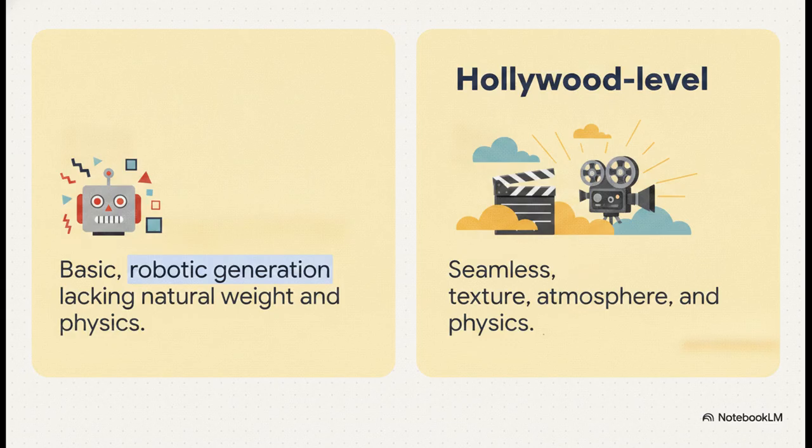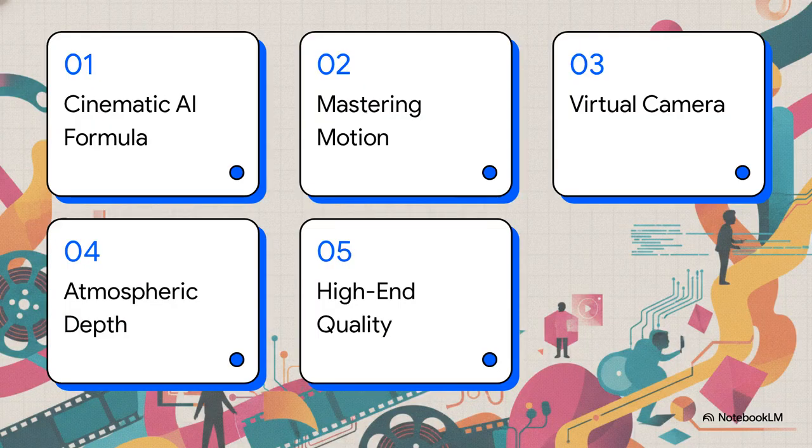When you look at standard AI output, it honestly feels like it exists in a vacuum. But true Hollywood-level cinematic output has texture, it has atmosphere, it has specific lighting and camera physics that our brains have quite literally been trained to recognize over the past 100 years of watching movies. So here's our roadmap for today. First up, the cinematic AI formula. Second, mastering cinematic motion. Third, directing the virtual camera. Fourth, crafting atmospheric depth. And finally, achieving high-end quality.